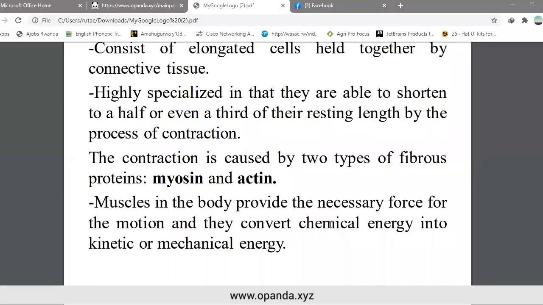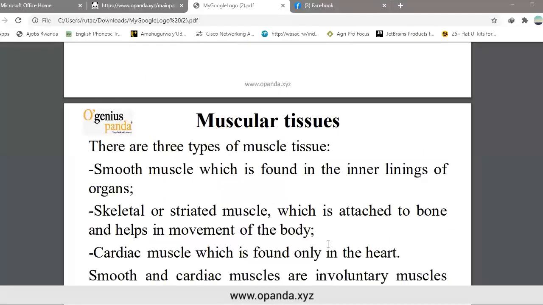The contraction is caused by two types of fibrous proteins, that is myosin and actin. Muscles in the body provide the necessary force for motion, and they convert chemical energy into kinetic or mechanical energy.